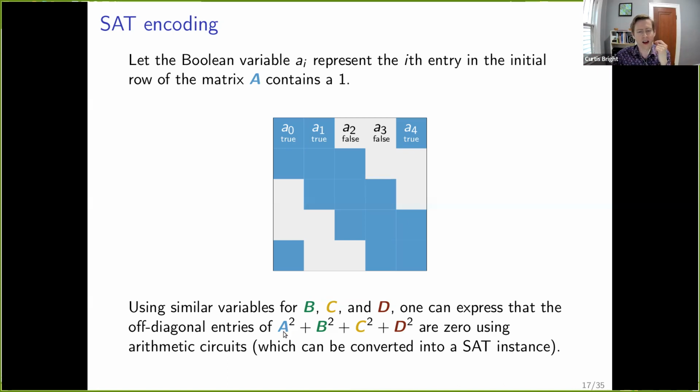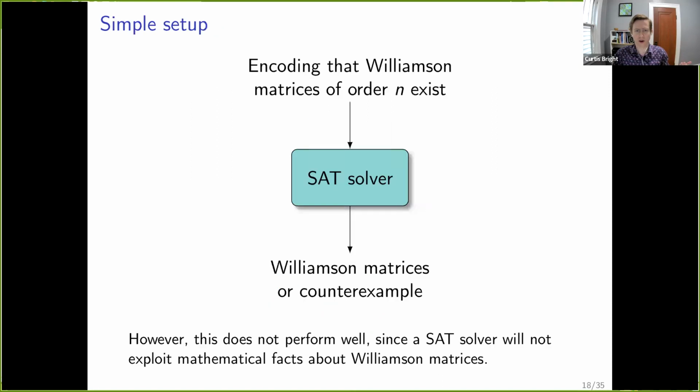Then how do you specify that the set is Williamson? You take the sum of the squares and fix that to be 0. So you can generate an arithmetic circuit which computes those off-diagonal entries, and specify that they're 0. Then you can convert the circuit into a SAT formula. I'm not going to go into the details of how you do that. This is all well known: you can convert a circuit into a satisfiability instance and give that to the SAT solver. So there's nothing new here, really. This is just using a SAT solver out of the box.